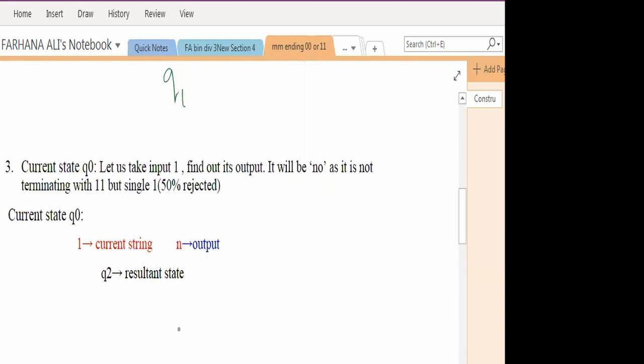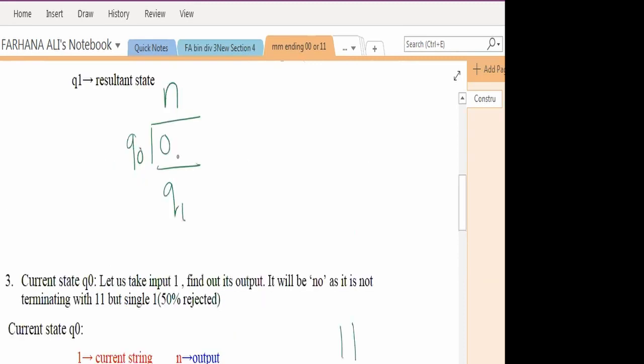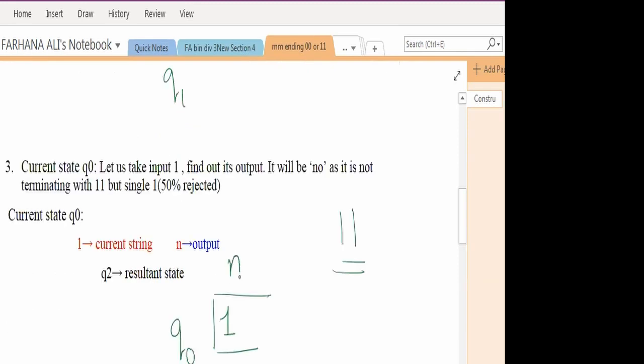Now again from Q0, the initial state, which has no input or output, with input 1, it is 50% of the targeted string 11. This is different from the input string 0, which has the same condition. What will be the output? The output will be no. But this is a different condition. It contains string 1, so this will be marked by the state Q2.